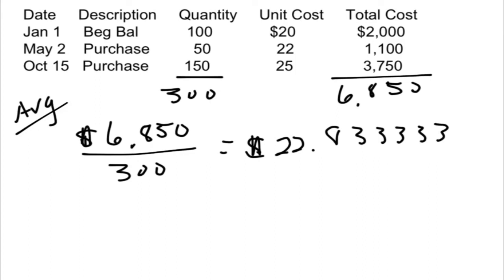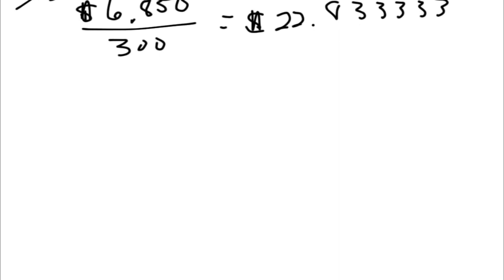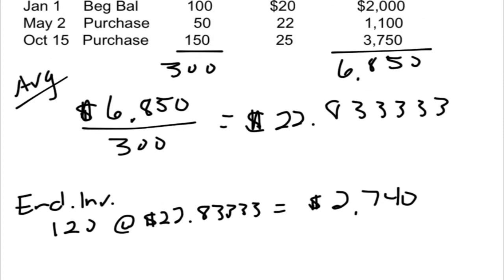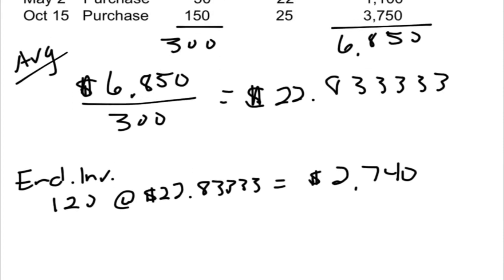Okay? So now if I want to know ending inventory, or if I want to know cost of goods sold, I'm just going to take this average and multiply it by those applicable units. So if I wanted to know ending inventory, we know that that was 120 units. And now that would be at a cost of $22.83333, couple threes in there. And when you round it to an even figure, you should get $2,740. Now again, I could easily take that $6,850 and subtract the $2,740 and give you cost of goods sold.